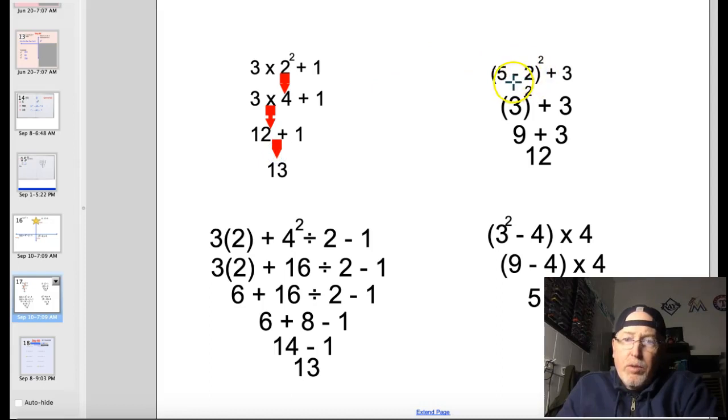Over here, we do have parentheses. We'd have to do that first, 5 minus 2. Then we have to do that exponent. 3 squared is 9. And then we can do the addition to get the 12.